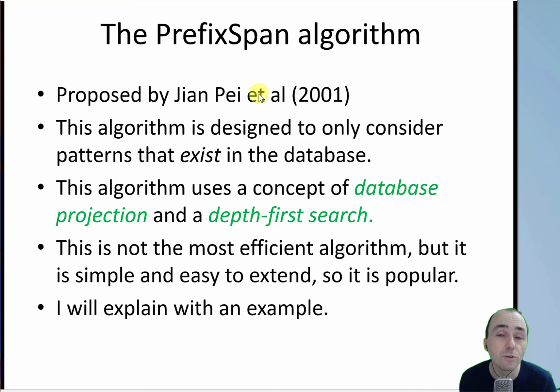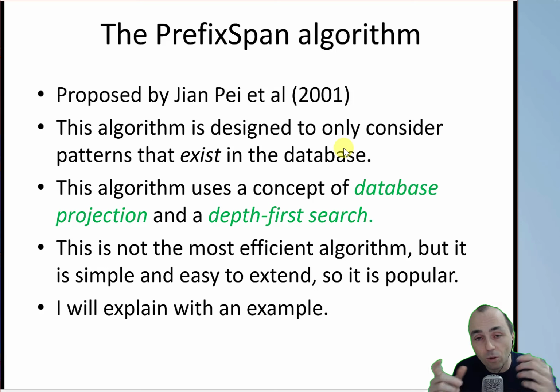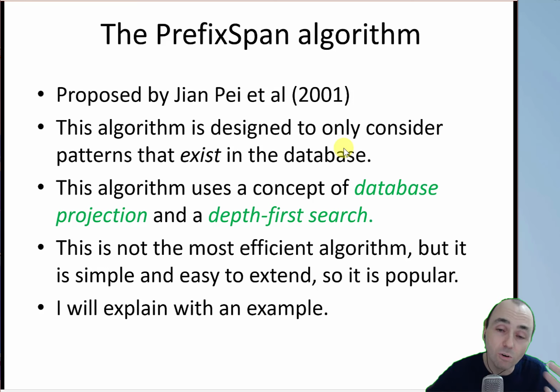PrefixSpan was first proposed more than 20 years ago. One good thing about PrefixSpan is that it searches for patterns in the data, but unlike some other algorithms before, it only looks at patterns that exist in the database, in your data. There were other algorithms before, like GSP and so on. One problem of these previous algorithms was that sometimes they combine patterns together to find other patterns. But when they combine, they don't look at the database, so they can make new patterns that don't exist in your data, and then the algorithm wastes time analyzing patterns that don't exist.